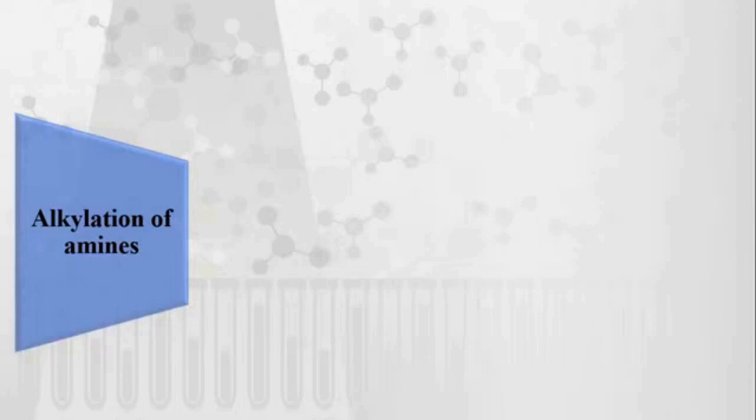Alkylation of amines. As you know, the word alkylation means there is an addition of an alkyl group, that is R group. That is nothing but the alkylation. So alkylation of amines results into the N substituted alkyl groups. Okay, so now see here, this N substituted amines.